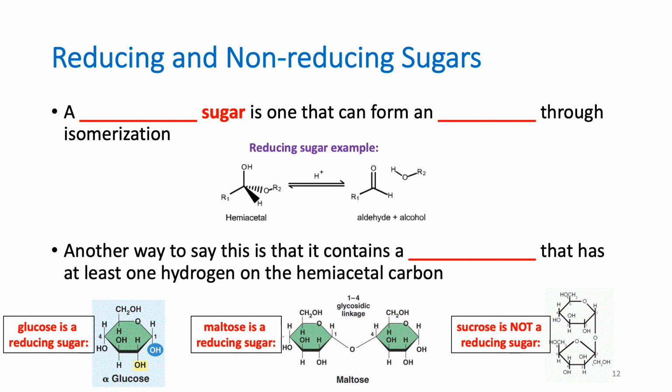Lastly, is our last content slide for the chapter, reducing and non-reducing sugars. A reducing sugar is one that can form an aldehyde through isomerization. So here's the biggest trick to this reducing and non-reducing sugar. All monosaccharides are reducing sugars.